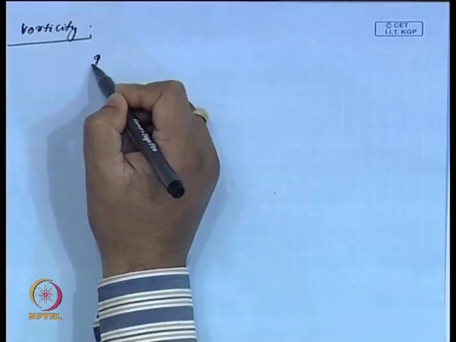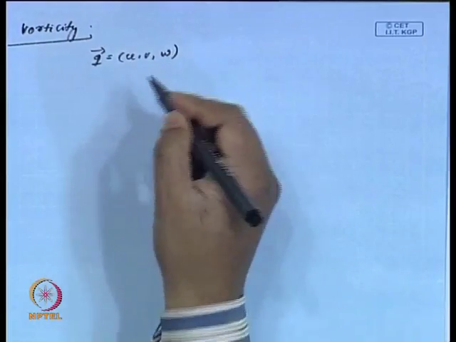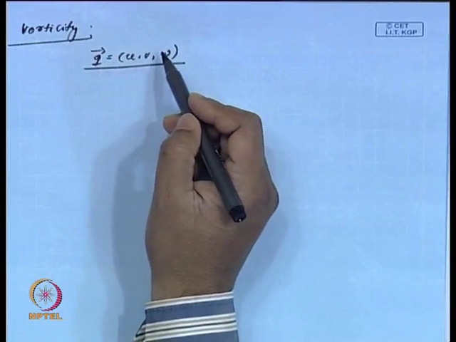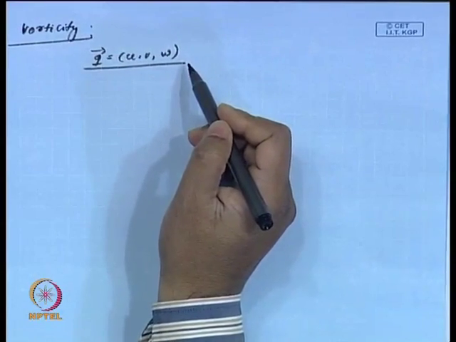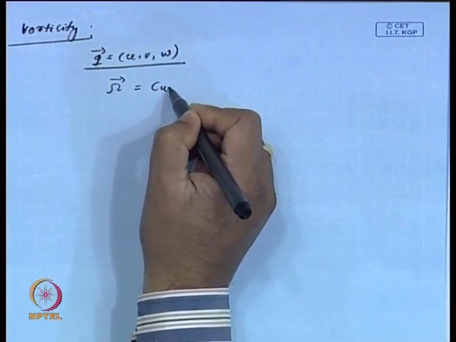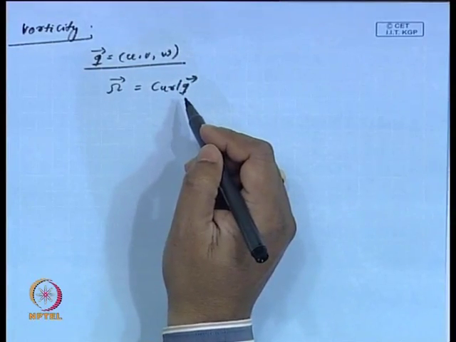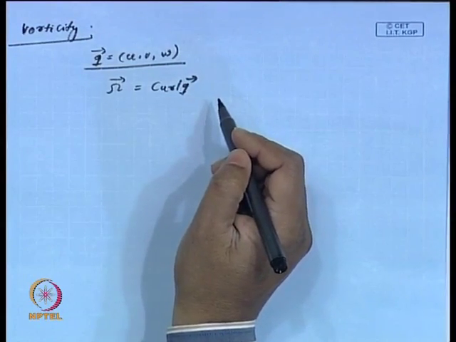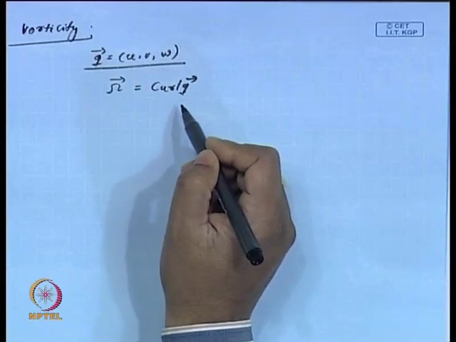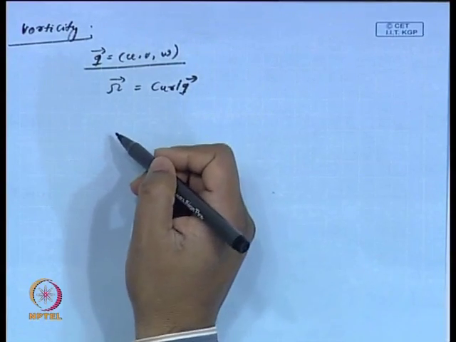If I have a velocity vector q bar whose components are u, v, w, these are the components of the velocity of a fluid particle, then what will happen to omega bar, which is nothing but curl of q bar. Curl of q bar will give the velocity in the rotational direction, basically it is a measure of the angular velocity.